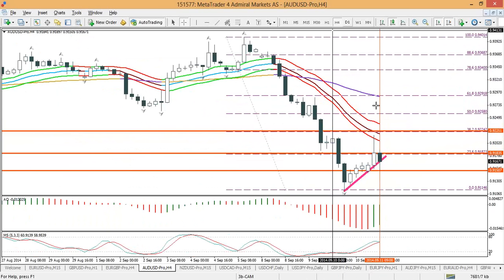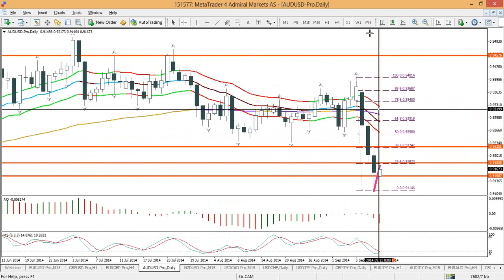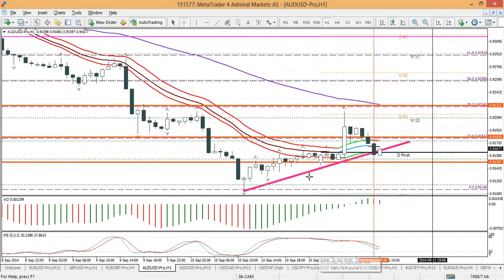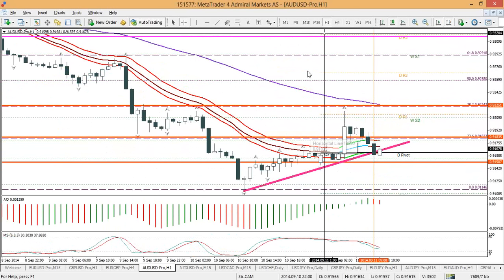So the daily chart is a mess. There's nothing really, I mean, from a moving average point of view, so it's primarily the 4-hour and hourly that look interesting here. And the 15 could be a breakout.